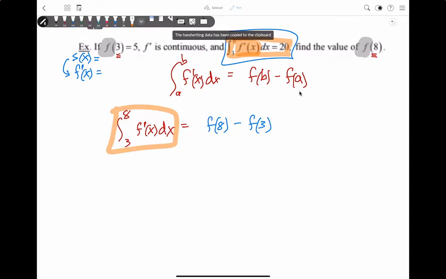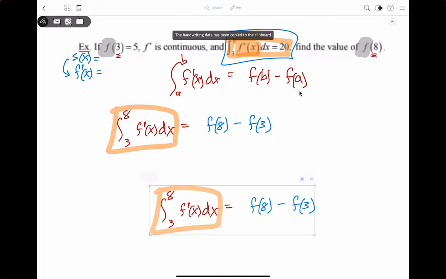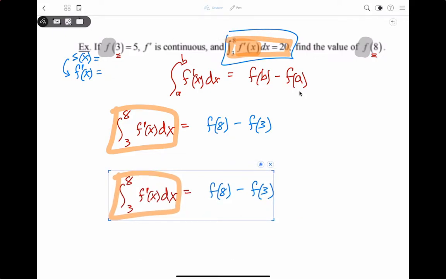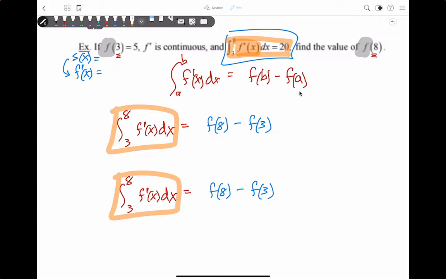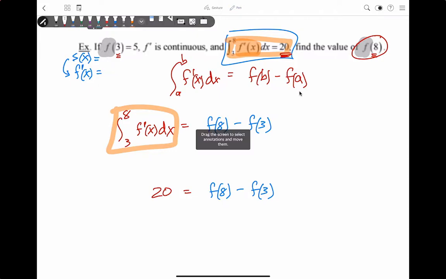Okay, so let's go ahead and copy that, save ourselves a little bit of time. And then let's erase this piece right here and just make it 20, because that's the area underneath the curve right there. And we're looking for f of 8. So we're going to move this by adding it to both sides. Okay, and then this just goes away. And now we have f of 8 all by itself.